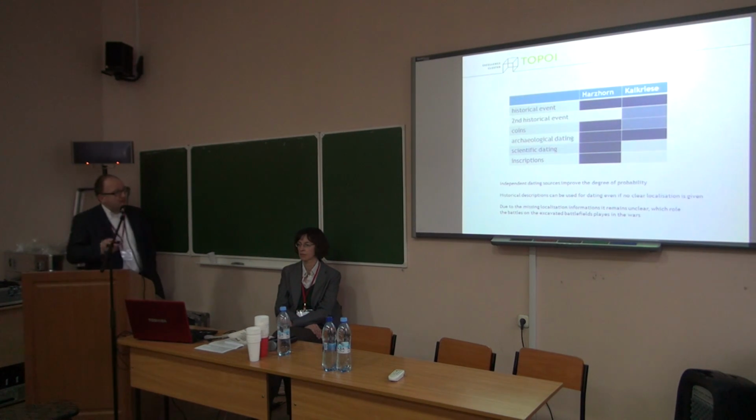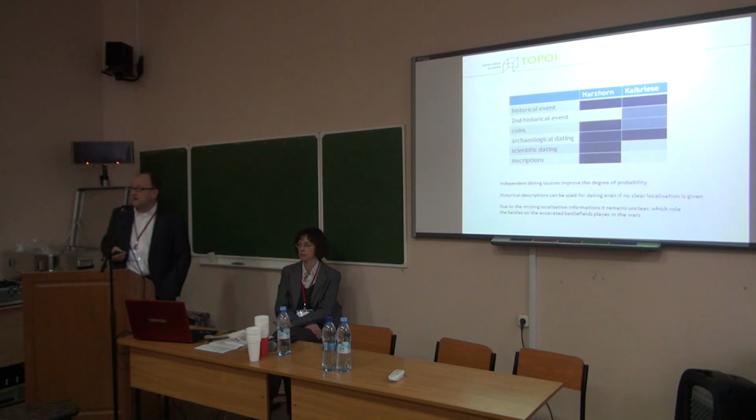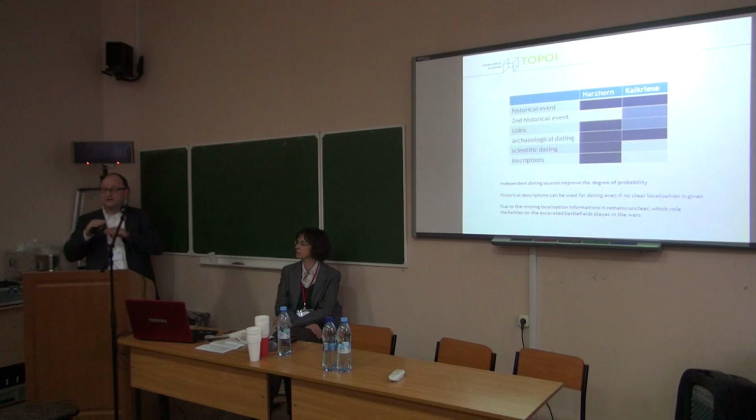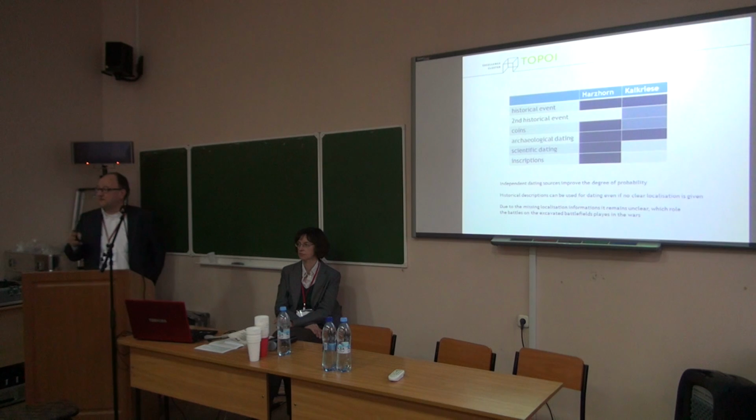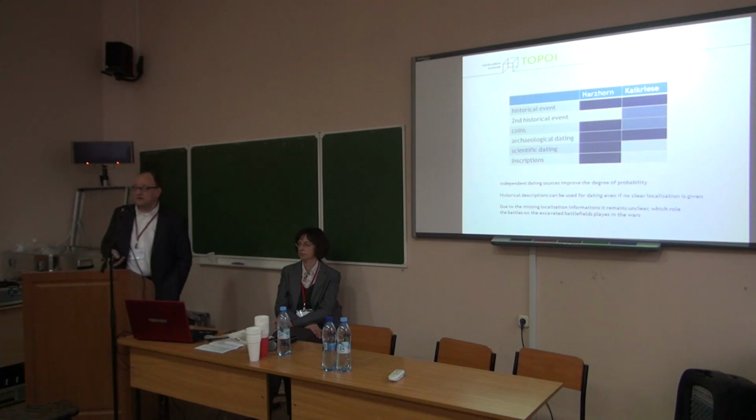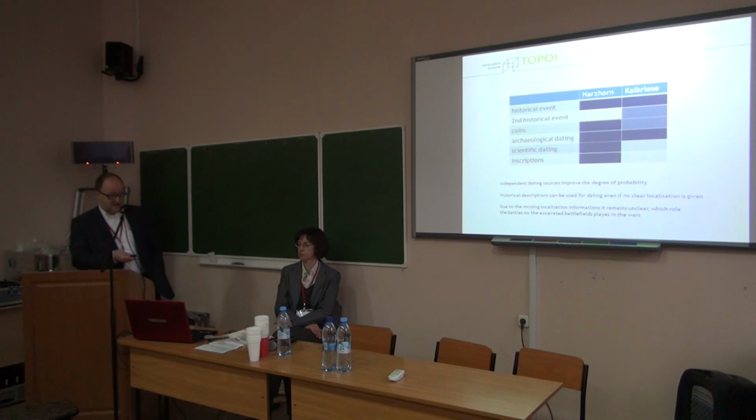So, 3 points to end with. I think independent dating sources improve the degree of probability. I think we can't prove. We can prove in Pompeii, but we will never be able to prove here. But we can increase the degree of probability for the application of the historical data and the historical reports on the very archaeological site. The historical descriptions can be used for dating even if no clear localization is given.